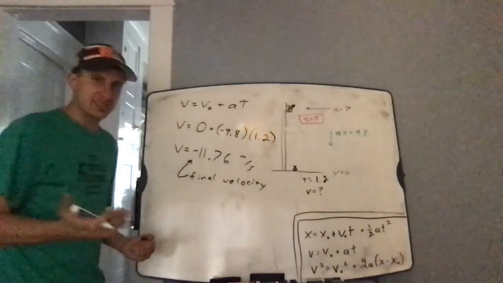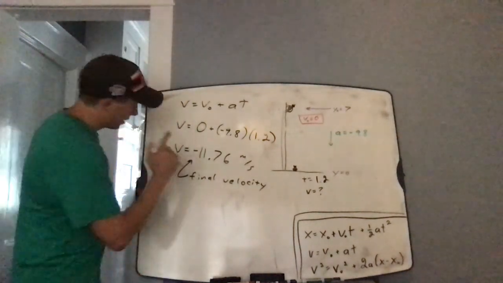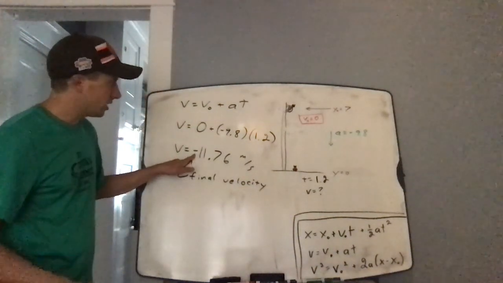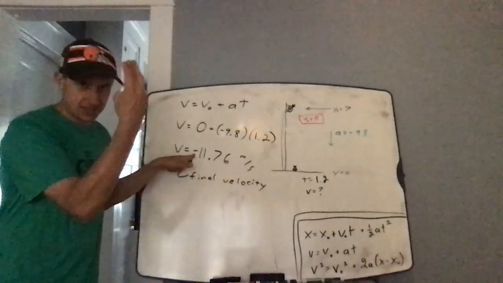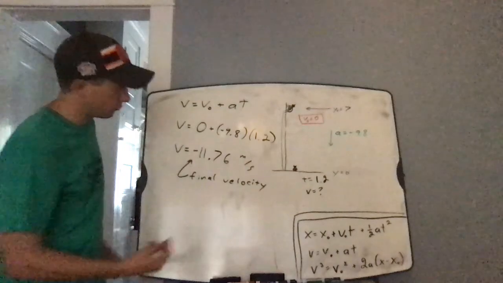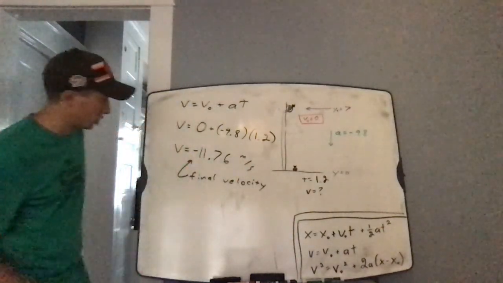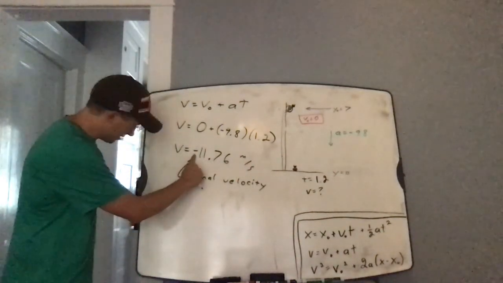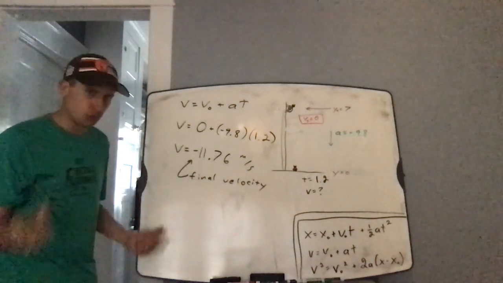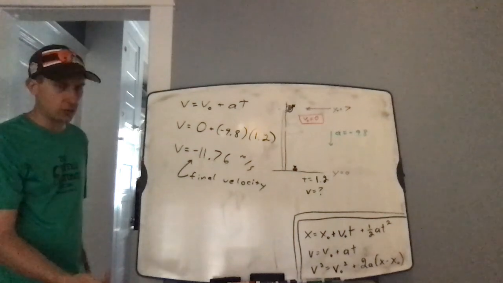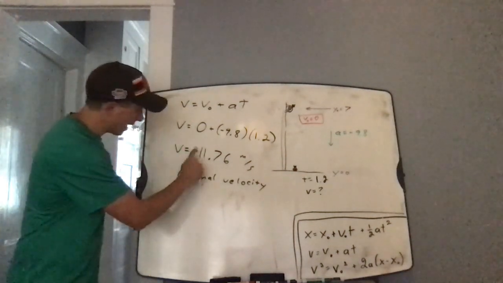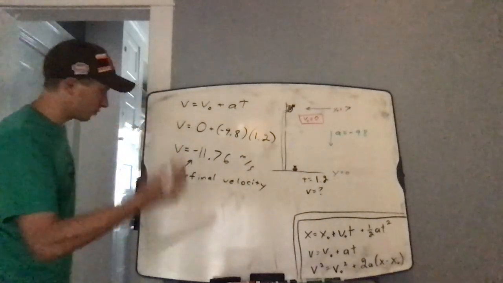But the question is asking for final speed. A negative number indicates downward motion. A positive number indicates upward motion because velocity direction is important. And we chose upward to be the positive direction. So the negative number for my final velocity indicates the bear is falling. That's intuitively what we expect. You let go of the tree, you're going to move downward. So you are moving downward at 11.6 meters per second.